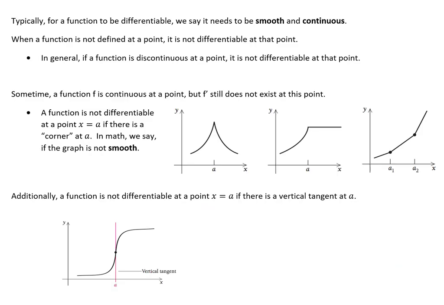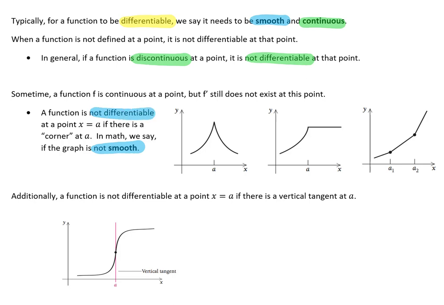For all the examples so far, we found the limit of the difference quotient to find the derivative. Does that mean that we can find the derivative of every function? Or in other words, does that mean that every function is differentiable? Well, in order for a function to be differentiable, it needs to be smooth and continuous. If it is not continuous, we call it discontinuous, then it is not differentiable at that point. If it is continuous, but it's not smooth, then it's also not differentiable.